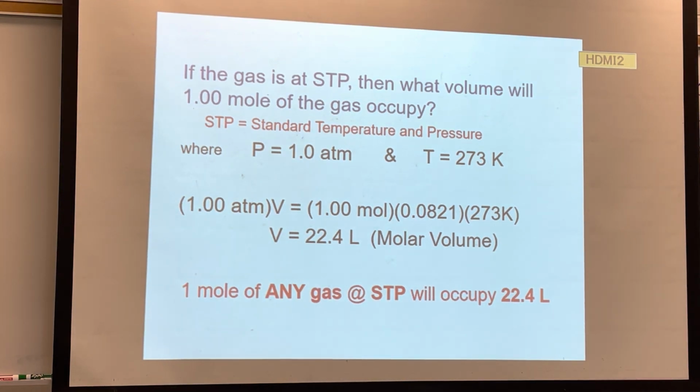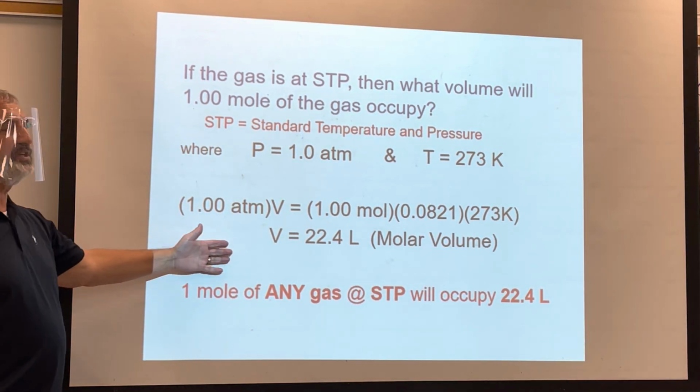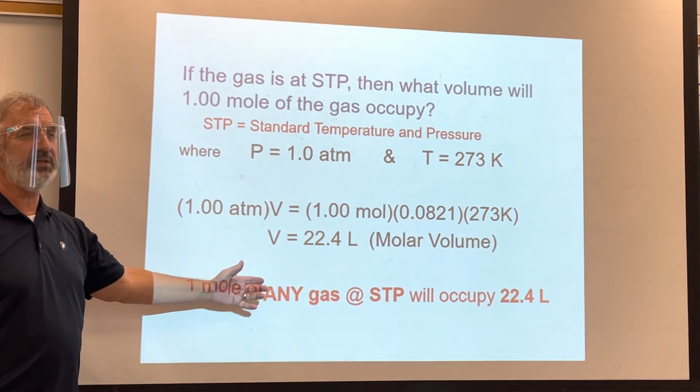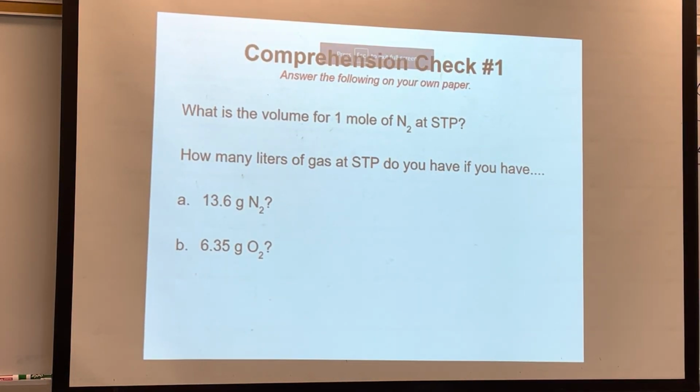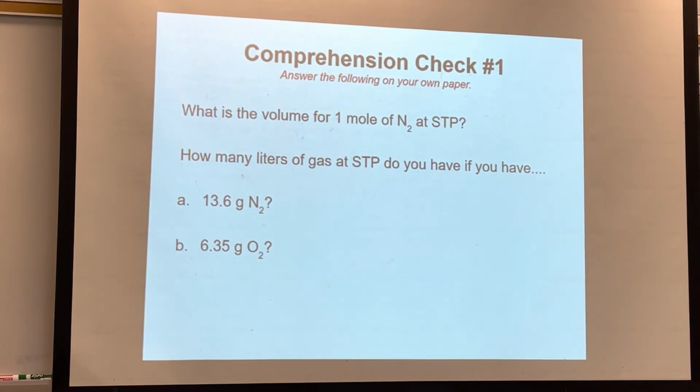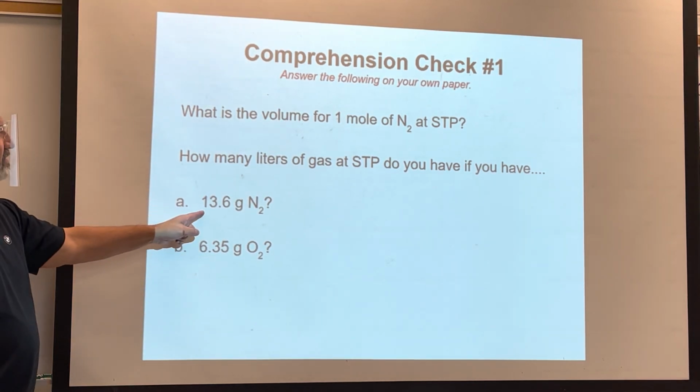Okay, this is just really important. So we can use 22.4 if we're ever at STP. That's going to be a good conversion factor for us. Okay, now looking at this, what is the volume of 1 mole of nitrogen at STP? 22.4. Okay, but then how many liters of gas at STP do you have if you have 13.6 grams?